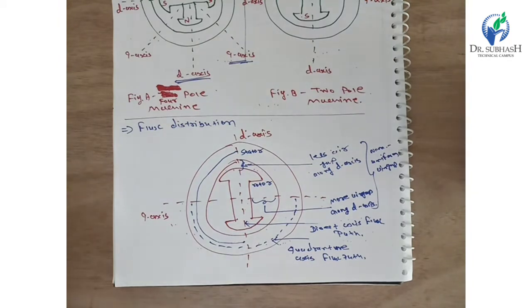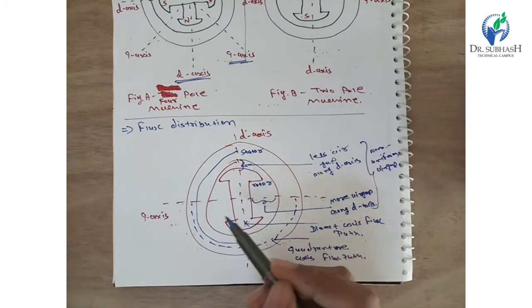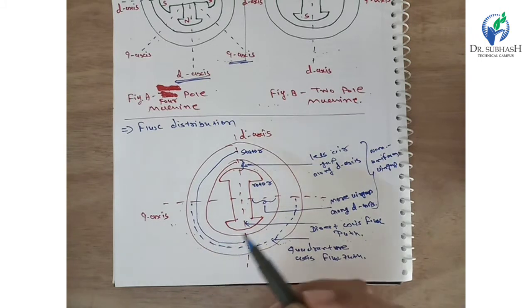The reluctance offered by the salient pole type machine along the d axis and q axis is different, because the air gap is different. Along the d axis the air gap is less, so the reluctance offered is less, and along the q axis the air gap is more, so the reluctance offered is more. Obviously, the flux distribution along the d axis and q axis will be different.